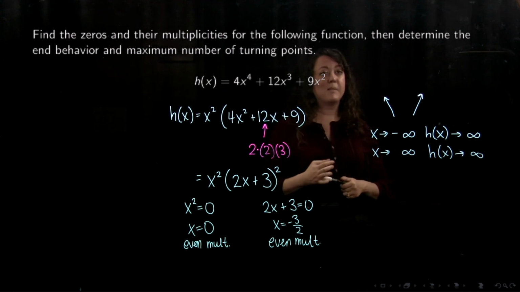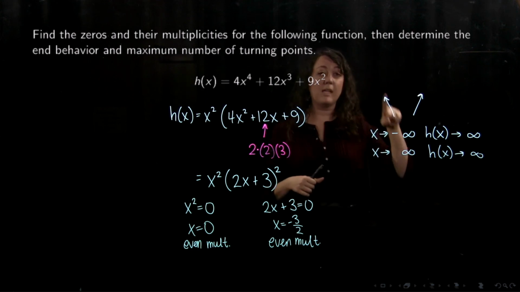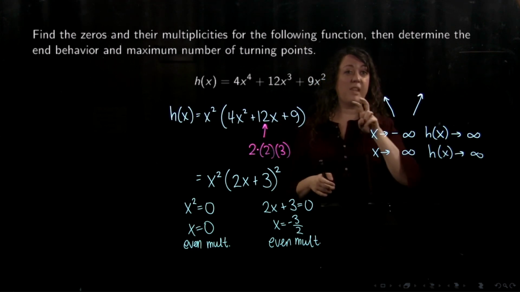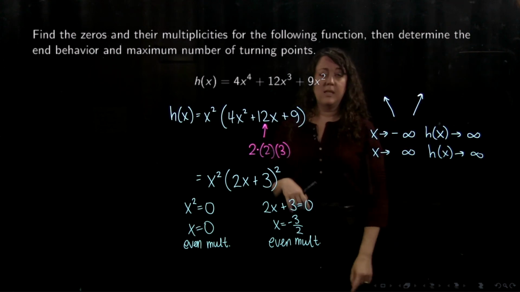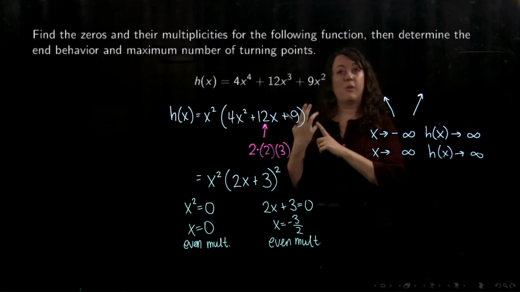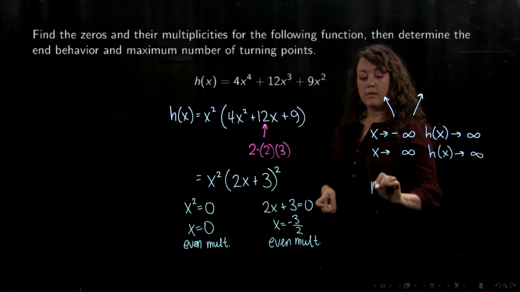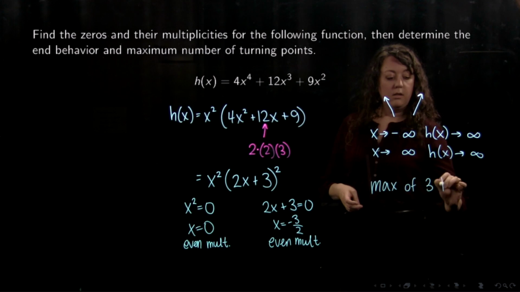All right, maximum number of turning points. So x to the fourth graphs. They potentially can look like a W or they can look like an M. Sometimes they just look like a really flattened out parabola, or they do weird roller coaster shapes. The main idea is that for fourth degree polynomials, if we subtract 1, we have a maximum of 3 turning points. So that's our last answer, max of 3 turning points.